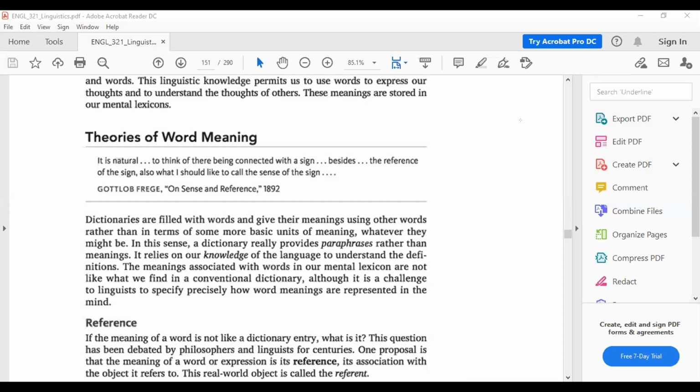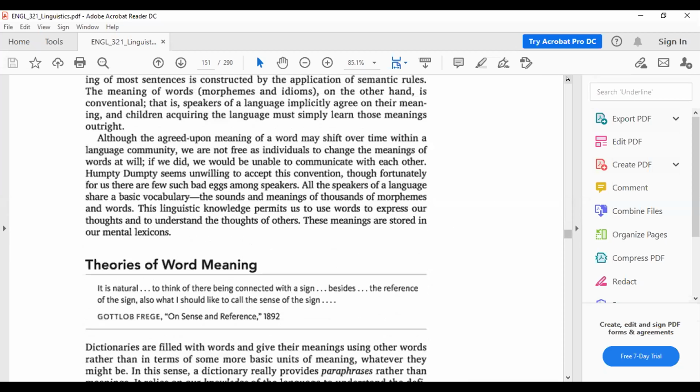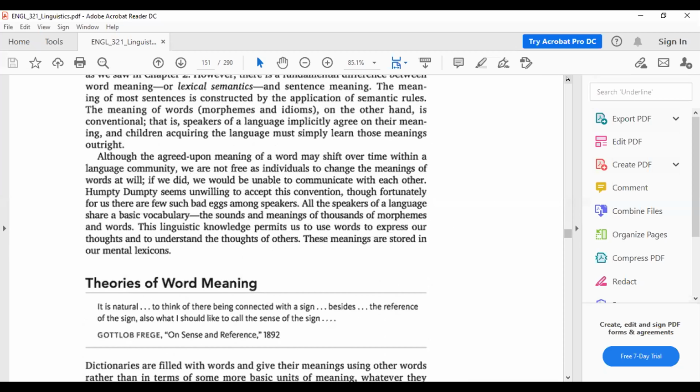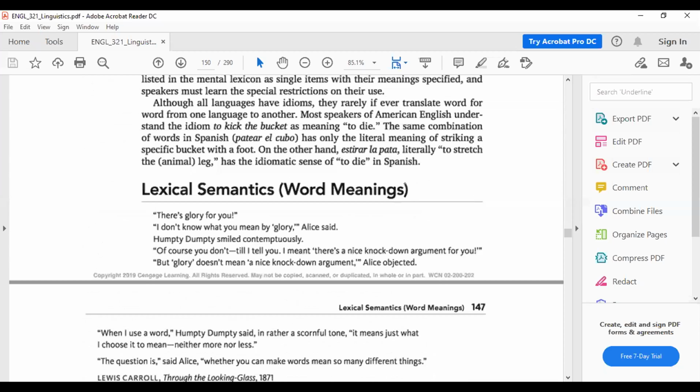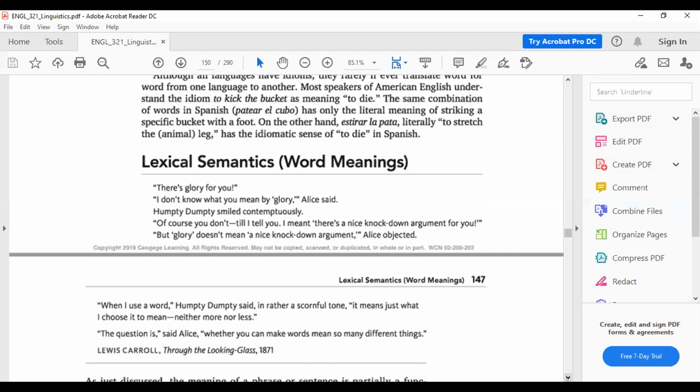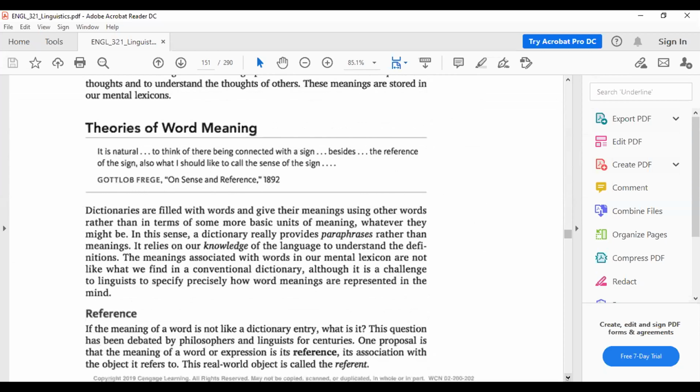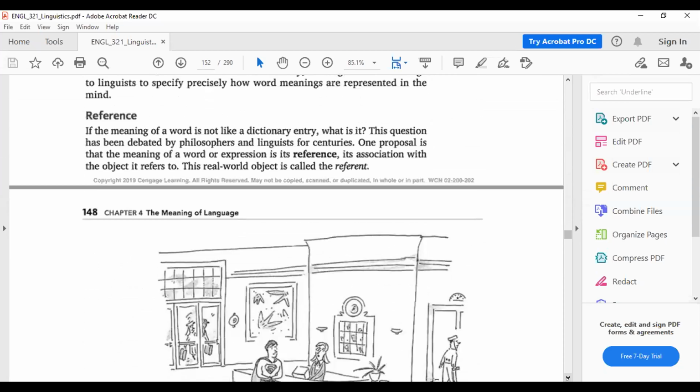So the section is lexical semantics. In lexical semantics, we focus on the word, so word meanings. We don't focus on sentence meaning. We focus on word meaning. And here we have reference. I asked Hamza to focus on reference and sense. And reference, the meaning of a word is not like a dictionary entry. So the question here is, is the meaning of a word or expression its reference? What do you mean by reference? Its association with the object it refers to.